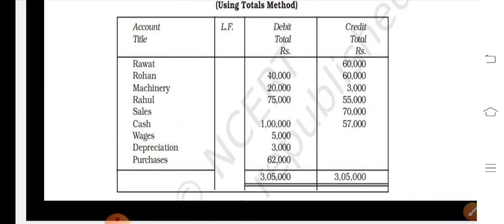So this is the first method that we have, using the total method, where we have written all the totals of debit and all the totals of credits, and later on you can check that your debit total is equal to your credit total.